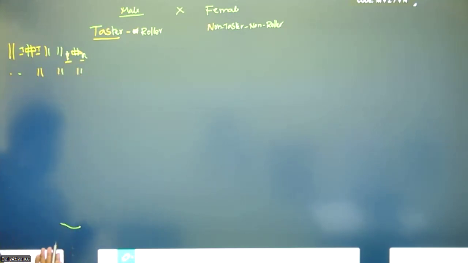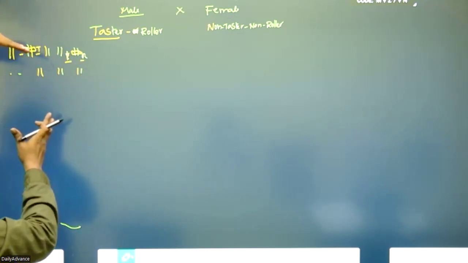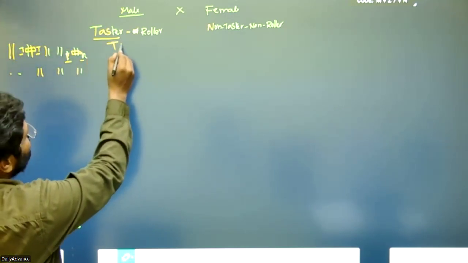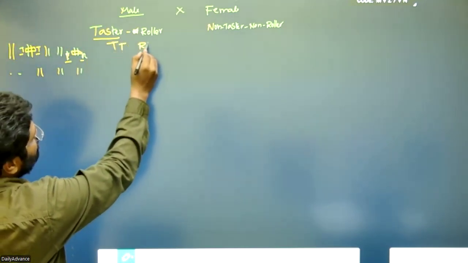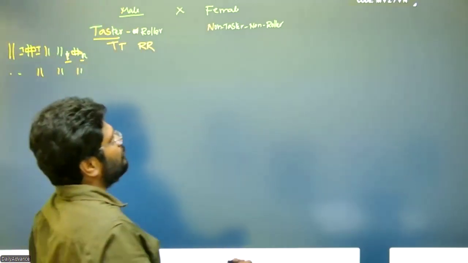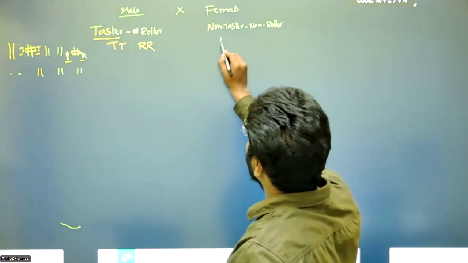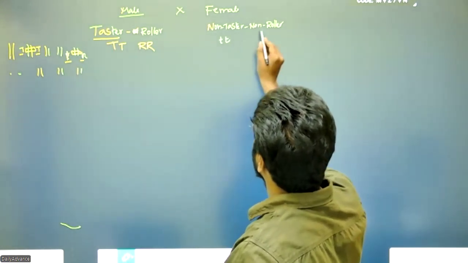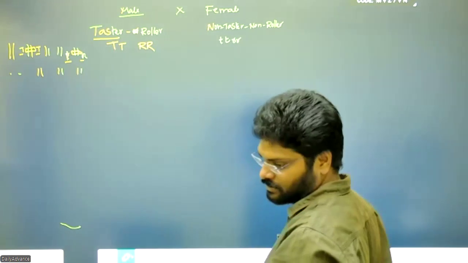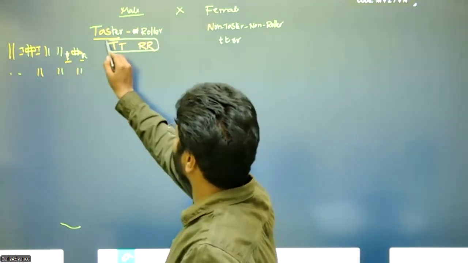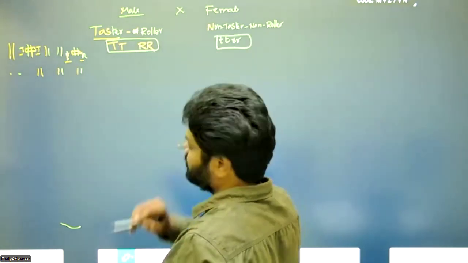Now for the simplification process, this is inside the chromosomes. For simplification, taster means capital T, roller means capital R, and non-taster means small t, and non-roller means small r. So this is the genotype of the father, and this is the genotype of the mother.